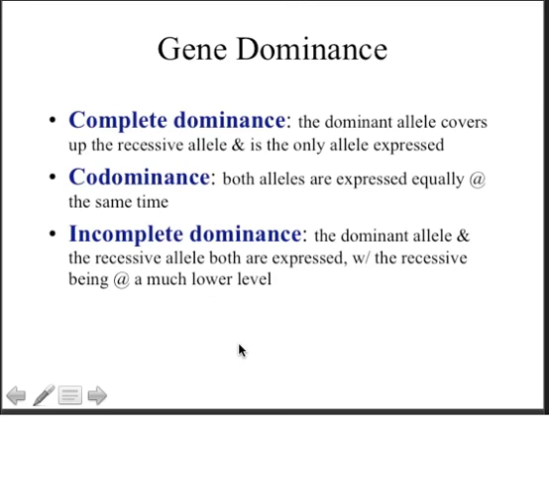And so here are again some examples of gene dominance. Complete dominance is, as we described earlier, if the dominant allele is present in one or two copies, then only that trait is going to present. In codominance, if you have one of each type of an allele, you will see physical manifestations of a trait from both alleles. And in incomplete dominance, the dominant and recessive allele are both expressed with the recessive generally at a much lower level. Okay, so that's another variation on inheritance pattern.